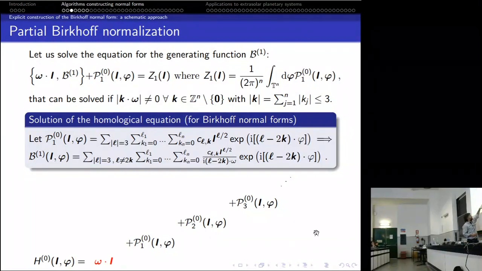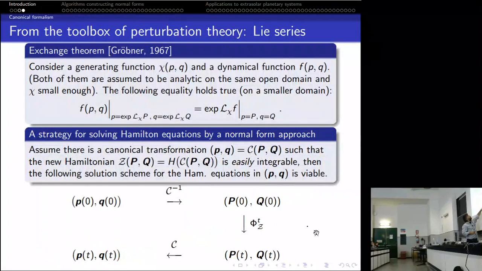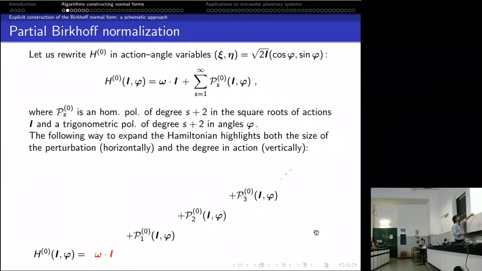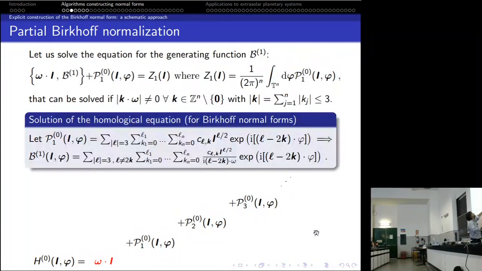Then when you apply the Lie series to that term, the very first term of the Lie series, corresponding to the index j equal to 0, is the identity. And the second one, corresponding to j equal to 1, is nothing but the Lie derivative applied to the argument. So the first term is the identity, so you recreate just this term, and the second term is nothing but the Poisson bracket between the linear term and the generating function.